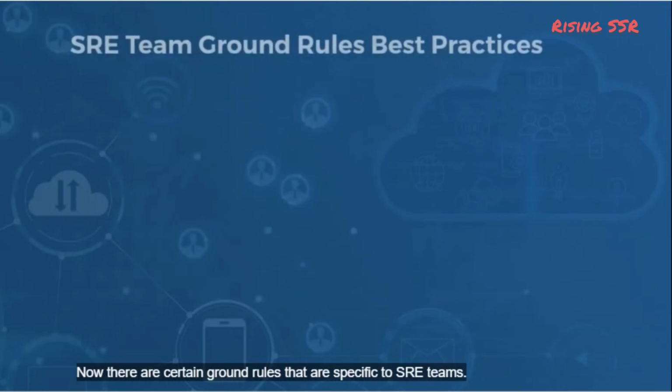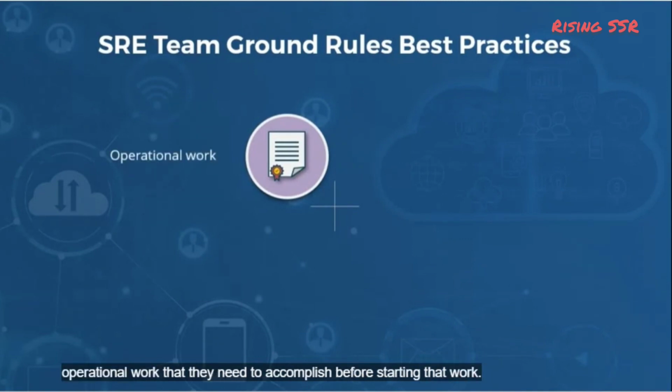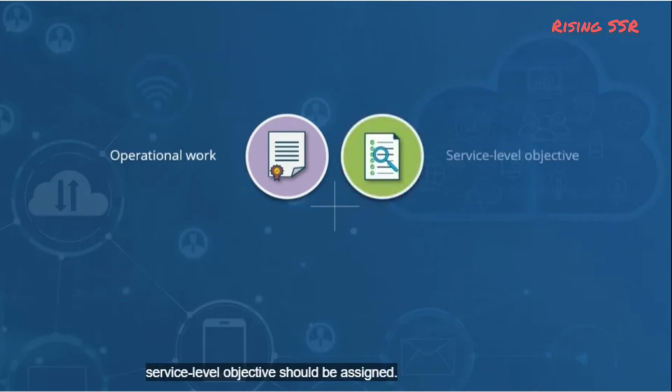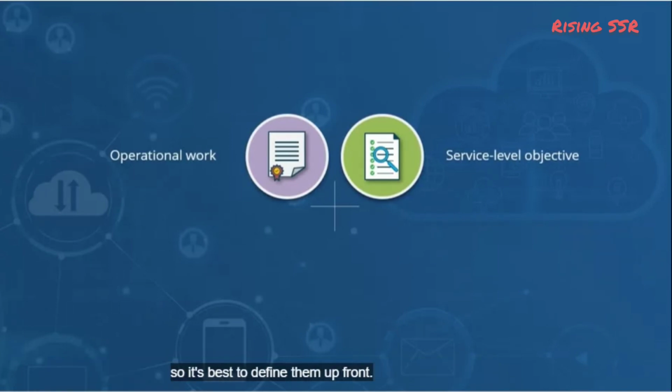Now, there are certain ground rules that are specific to SRE teams. The team should agree to define the scope of the operational work that they need to accomplish before starting that work. There's no way to determine status of an SRE's operational work if it's not defined in detail. Before starting operational work, service level objectives should be assigned. Eventually, these are required to measure the effect of the SRE team's work, so it's best to define them up front.